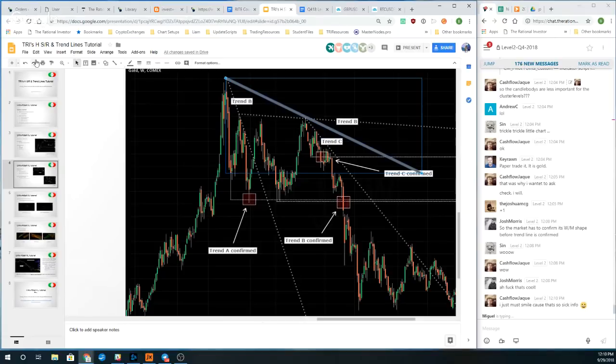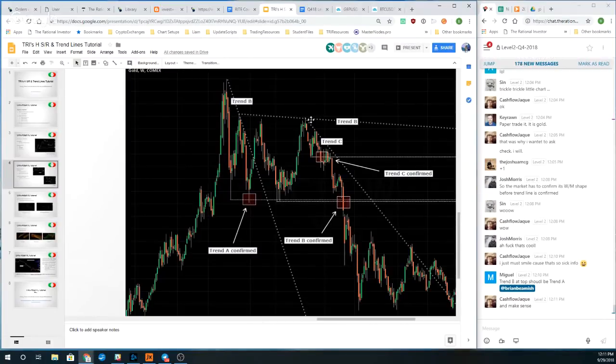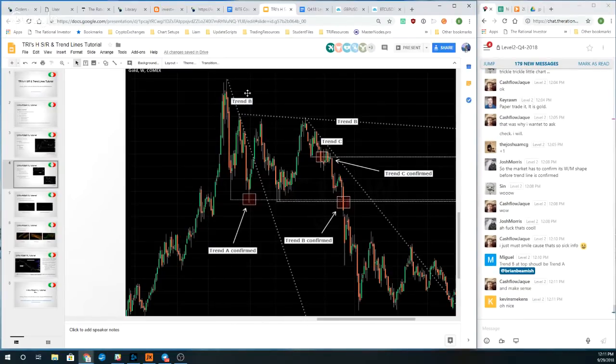If anything, at this point, you can start drawing this as a valid trend line. And again, think market structure. Trend B. Oh yeah, look at that. Isn't that? Oh, that's the first time I noticed that. Thank you, Miguel. Way to go. Oh yes, that should say trend A, not trend B. You guys are terrible. But you're right.